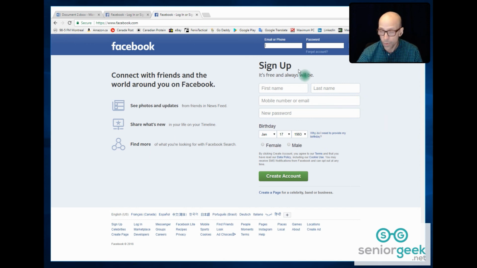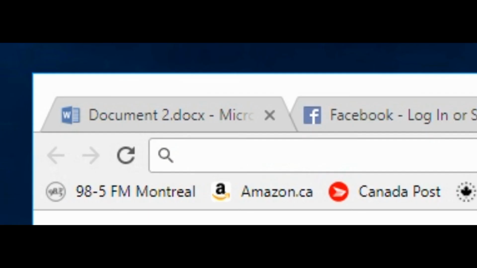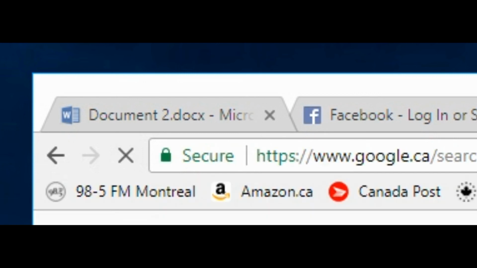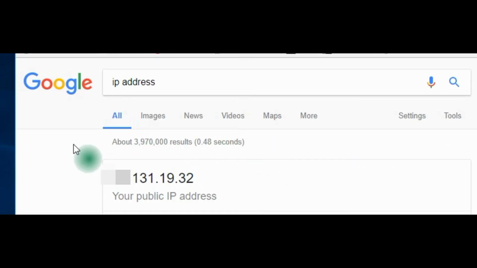How can you find out what your IP address is? You can simply Google it. You can simply type in IP address in the address bar of your browser. We're using Google here as an example. And it will display your public IP address right at the top there, or right near the top of the results.